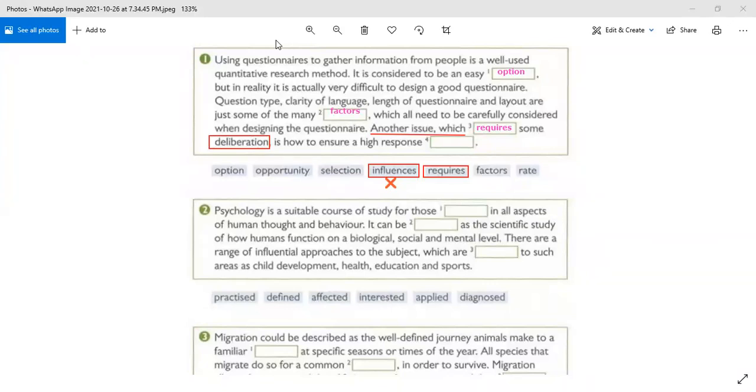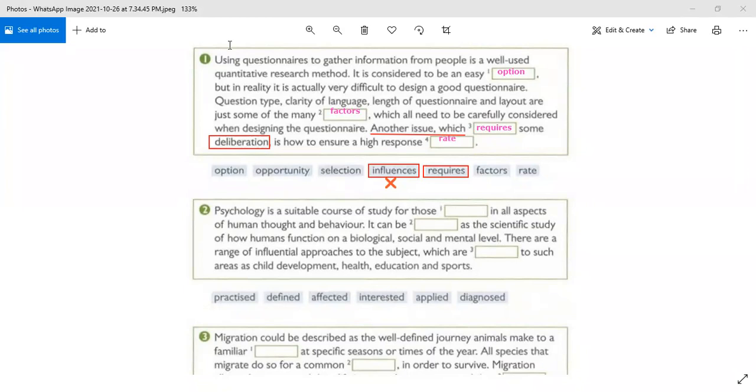Rate. Response rate is a collocation. Nothing else to be understood. High response rate. Okay. Response rate collocation. Collocation is a big factor in 5, 4. Okay, let's have a look at the second.